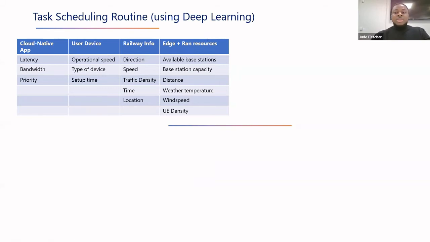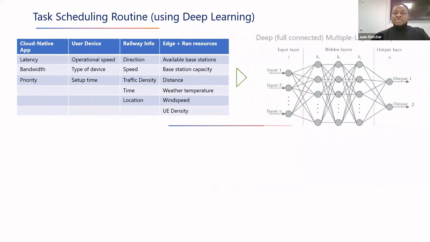We also look at, because we are working with a radio access network, some of the resources within the radio access network, mainly the actual base stations we are working with. What is the capacity of the base stations? How far are the base stations from the train? What is the weather temperature? What is the wind speed? What is the user equipment density? User equipment density talks about how many people are currently connected to that base station. And these are all very, very relevant inputs for the deep learning model which we have built.